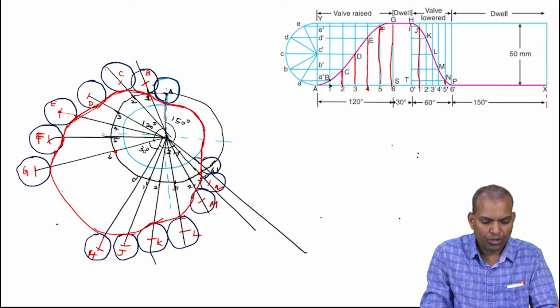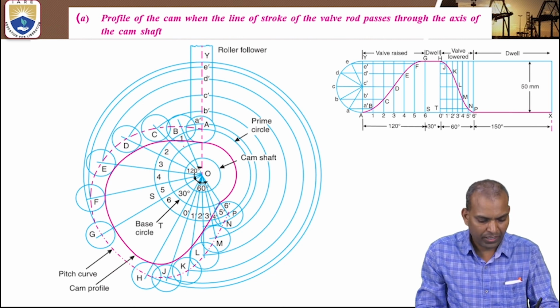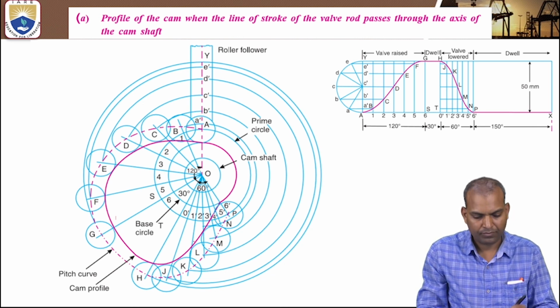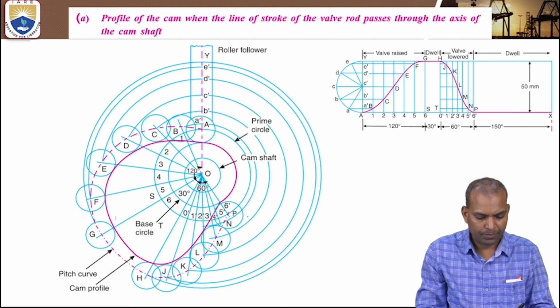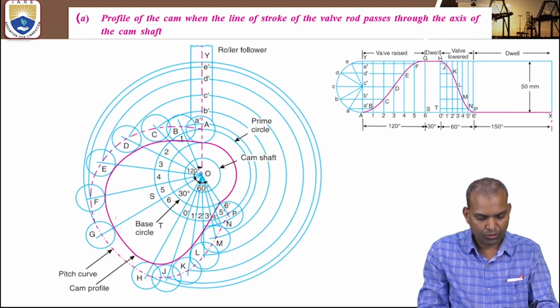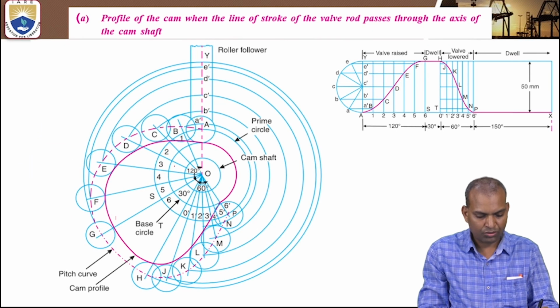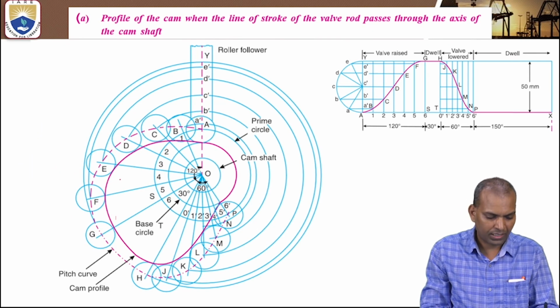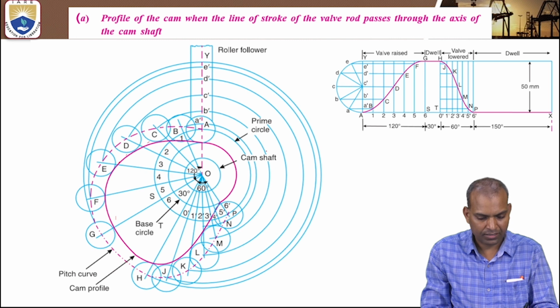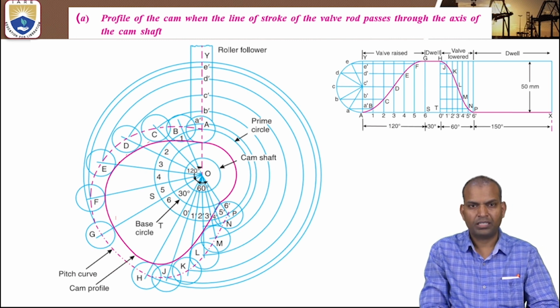So after following this procedure, your picture will look like that. This is the profile of the cam. So there is the base circle, the camshaft. Everything looks like that. You can see I have drawn it manually, but you have to get this shape of the cam, which is red color here. That is the shape of the cam under the given conditions.